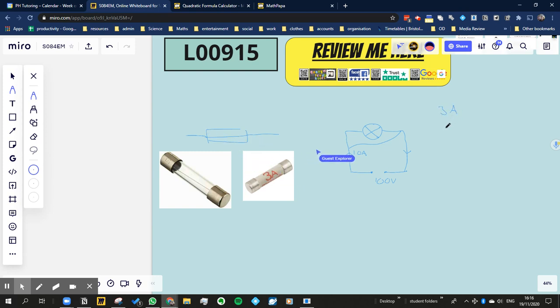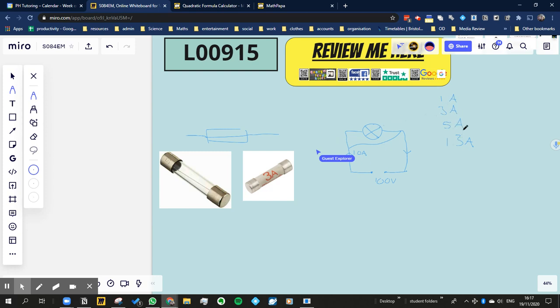So basically, the most common fuses, I guess, are 3 amps, 5 amps, and 13 amps, although there are other ones, of course. There's a 1 amp fuse you can buy. You can imagine you could buy a fuse of any value at all just by changing the thickness of this wire or what it's made out of. I suppose it's probably just the thickness though.